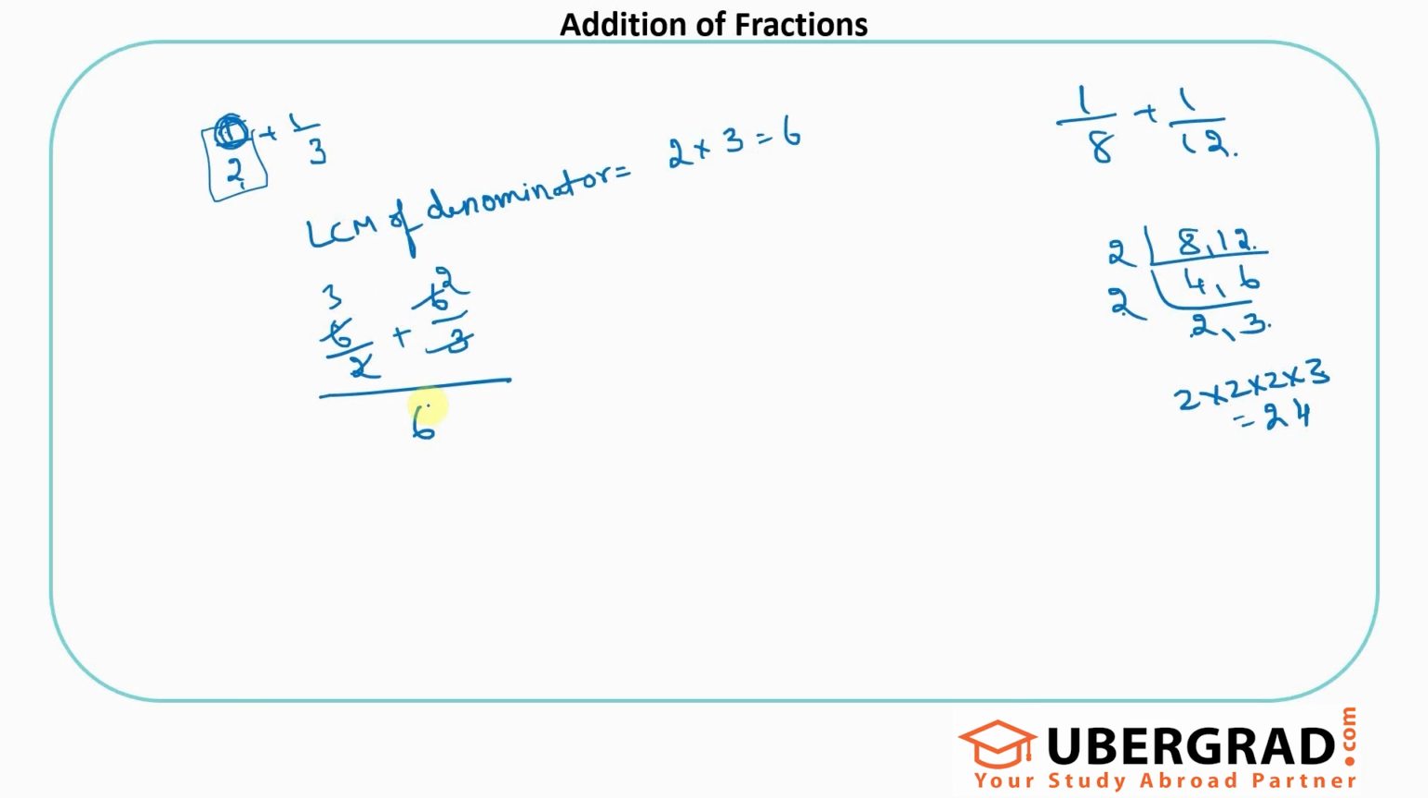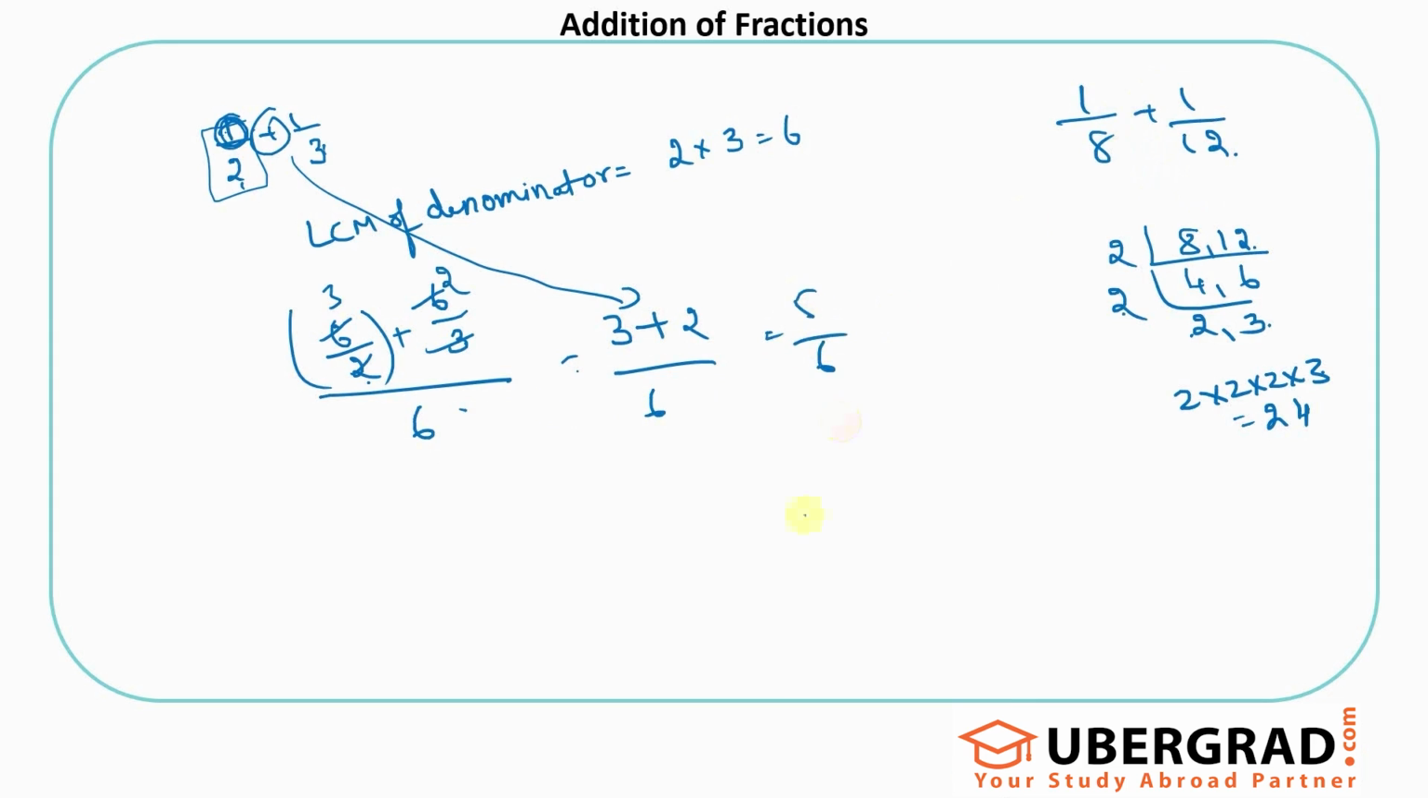The LCM for 2 and 3 is 6. So 2 3s are 6, that's why I should write 3 here, plus 3 2s are 6. I am writing this plus because of this. And 3 2s are 6, that's why I should write 2. Otherwise, you can think of it this way: LCM by denominator 1 plus LCM by denominator 2, all by the LCM itself. 3 plus 2 by 6, that will be 5 by 6.